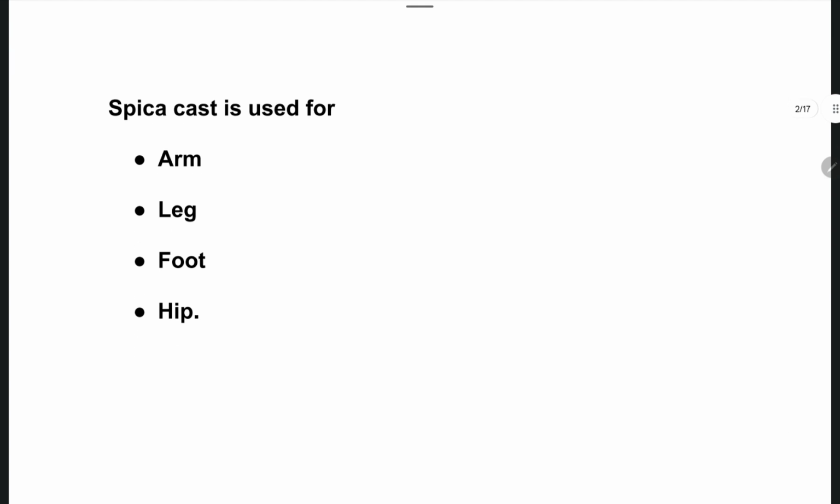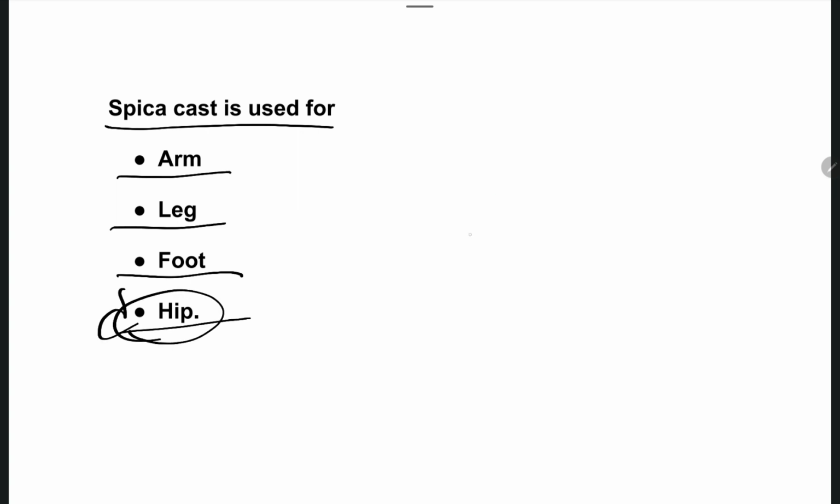So the next question is, spica cast is used for. Options are arm, leg, foot and hip. The right one is option D, hip. Okay, so spica cast is applied for hip fracture or otherwise hip deformities.